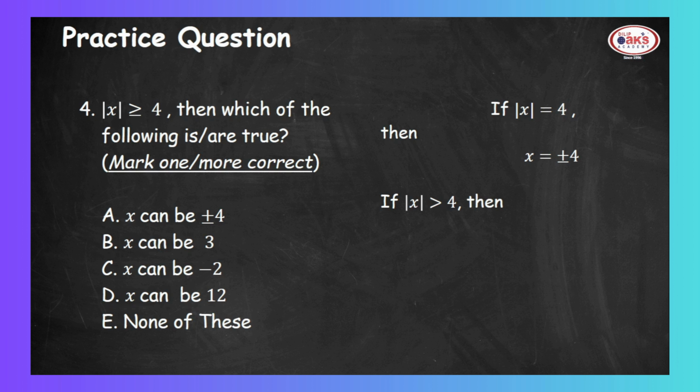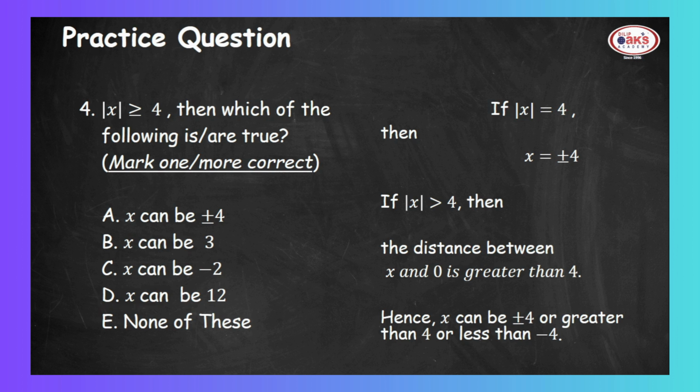However, if mod x is greater than 4, then this particular statement can be interpreted as the distance between x and 0 is greater than 4. I repeat, it implies that the distance between x and 0 is greater than 4. Now combining the facts that x is either exactly +4 or -4 as derived in the first two steps of the solution, and also the fact that distance between x and 0 is greater than 4, we can conclude that x can be either +4 or -4, or greater than 4 or less than -4.